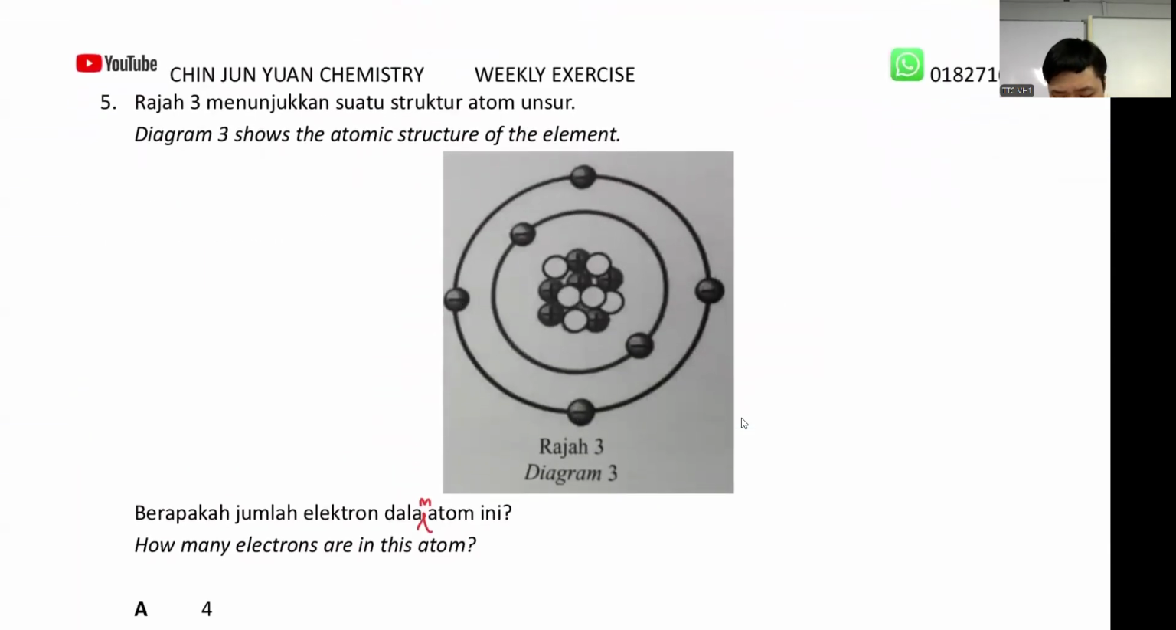Question 5. How many electrons are in this atom? You see, inside there are how many neutrons? Neutrons: 1, 2, 3, 4, 5, 6 neutrons. Inside there are 1, 2, 3, 4, 5, 6 protons. Outside the nucleus there are 1, 2, 3, 4, 5, 6 electrons.